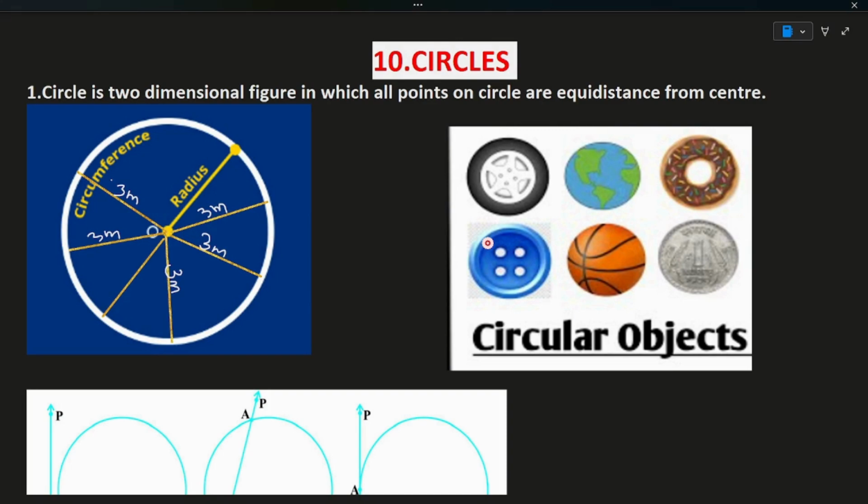The topic we will discuss today is circles. In our real life, so many times we have observed circles. What is common in all these figures? The similarity is they are circular in shape. The concept of circles is very important in mathematics as well as in physics.